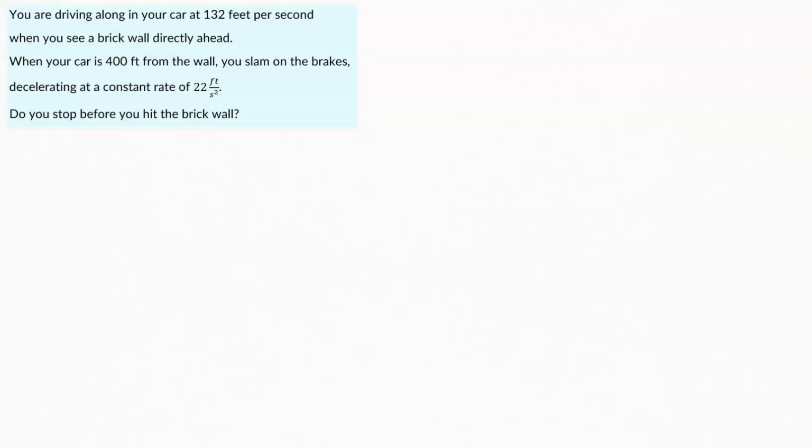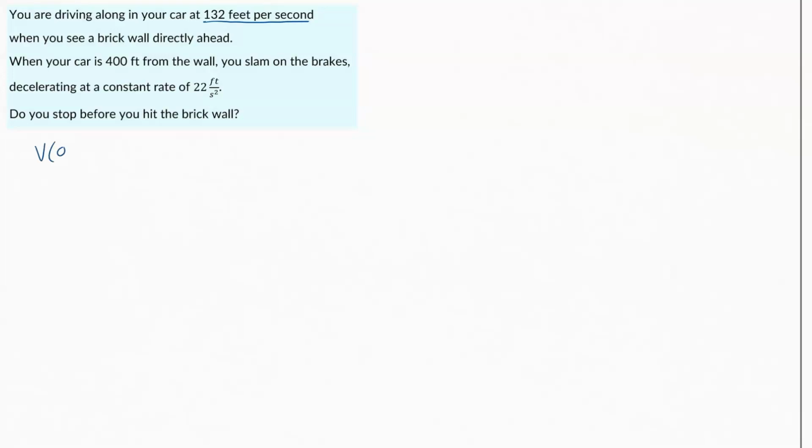This is an example of a classic physics problem set up here. The best thing to do when you hit one of these problems is really try to grab what information you can. Think in terms of position, velocity, acceleration. So we're driving along in this car at 132 feet per second. So that is your initial velocity.